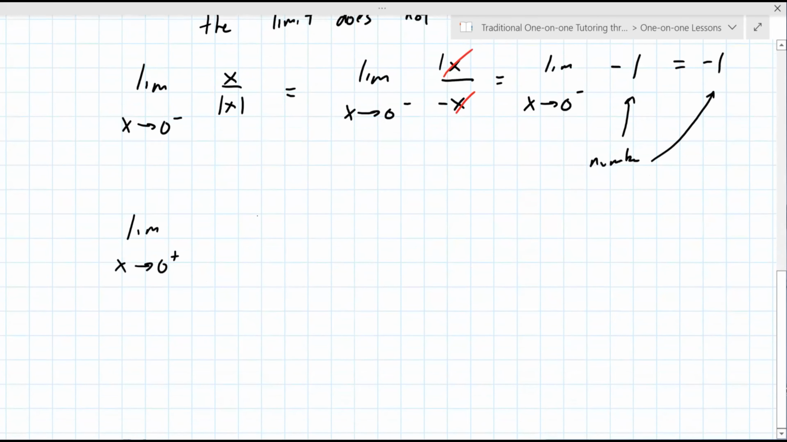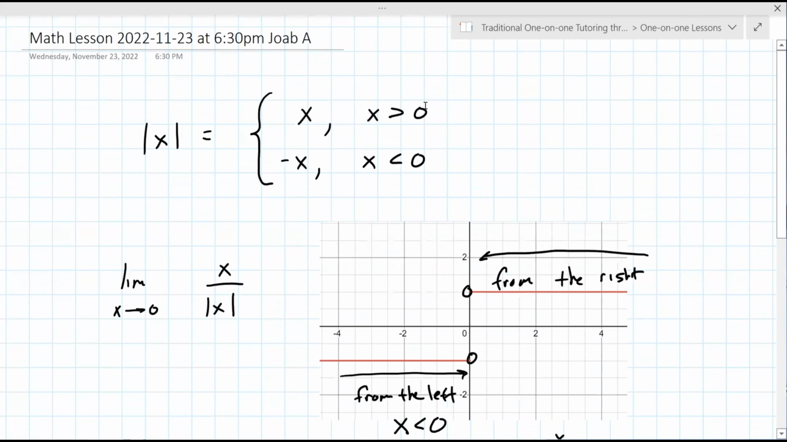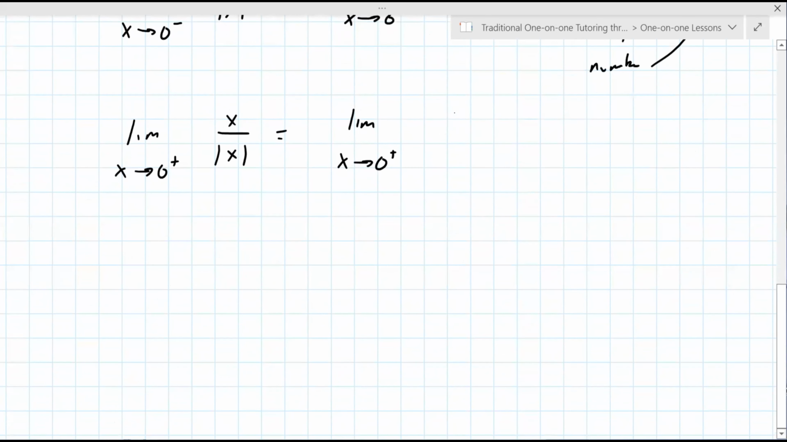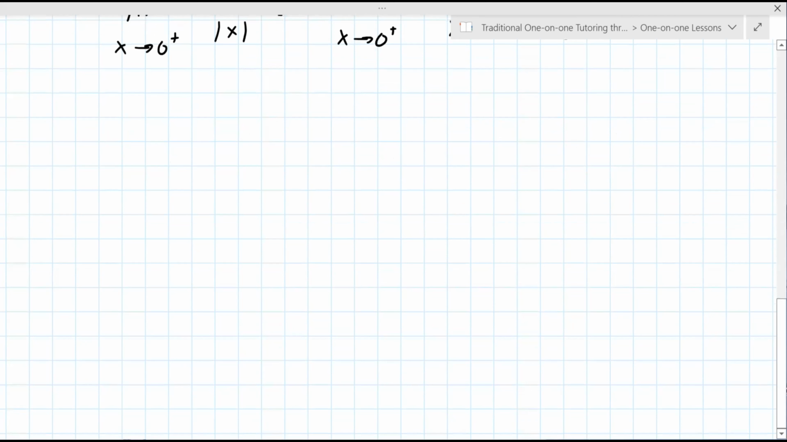Okay. Right. So now, it's kind of underwhelming, but from the right it's the same deal. Limit as x approaches 0 from the right of x over absolute value of x. Now, because we're going from the right, we know that when x is greater than 0, it's going to be positive x. So it becomes x over x, the limit as x approaches 0 from the right of 1, which equals 1. And because those are not the same, the limit does not exist. Yes. Okay.